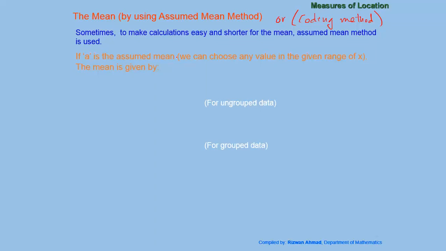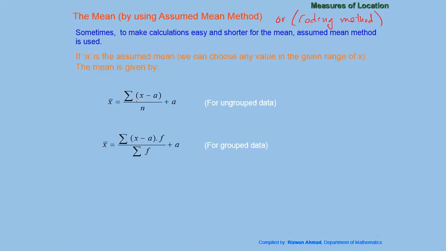If A is the assumed mean, we can choose this value of A from our given range of the data, and then we use the formula for the ungrouped data: mean is equal to sigma x minus A over n plus A, and for the grouped data: mean is equal to sigma x minus A multiplied by f divided by sigma f plus A.